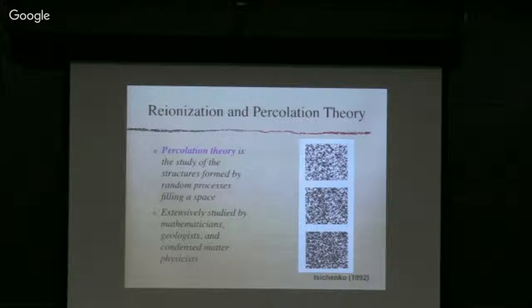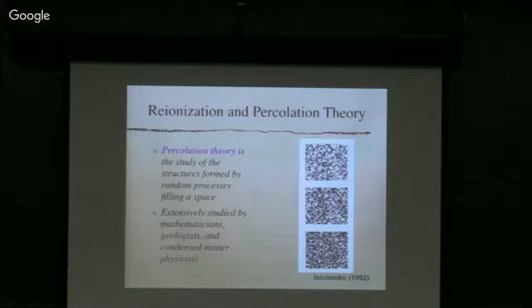Okay? And of course, that's an obvious analog to reionization. So probably some of you in the room know more about this than I do, because it's used quite a bit in condensed matter physics to understand disordered systems and impurities and such. It's also studied by mathematicians because it's the simplest example of a phase transition out there.